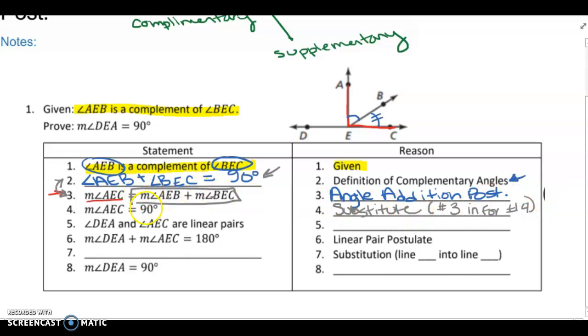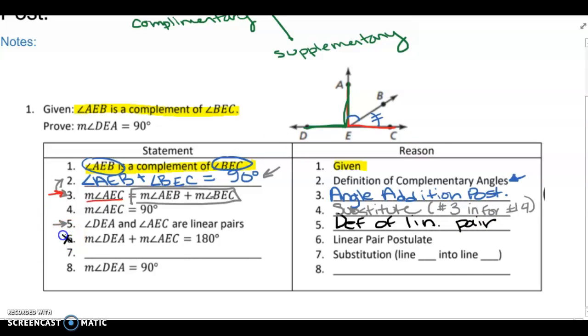Okay, and I get angle AEC equals 90. All right, now number 5. If I look at number 5, it tells me DEA, so this angle here, and angle AEC, which I already highlighted in red up here, are linear pairs. Well, guys, we know what linear pairs are, so that would just be the definition of linear pair.